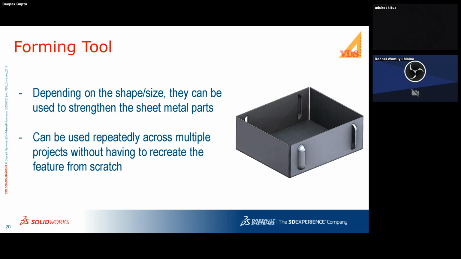The good thing about the forming tool is that once you have created a forming tool, you do not need to recreate it every time you want to use it. You can just store it into the library, and then you can drop it from the library to your sheet metal part, and the forming tool will be available over there. You can create different configurations for a forming tool, and depending on your need, you can select the configuration.